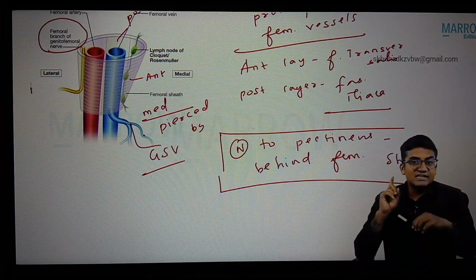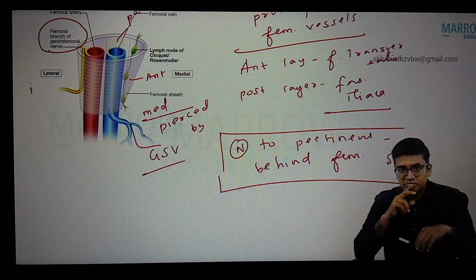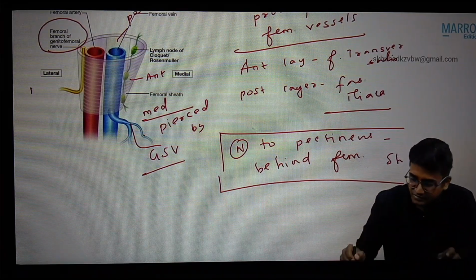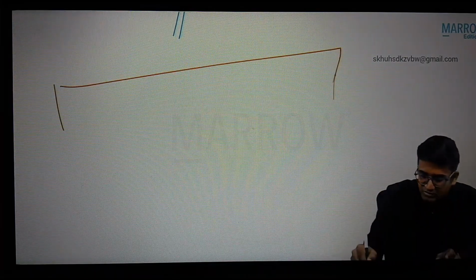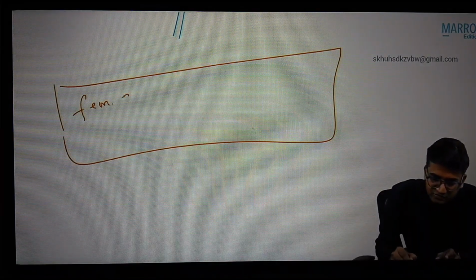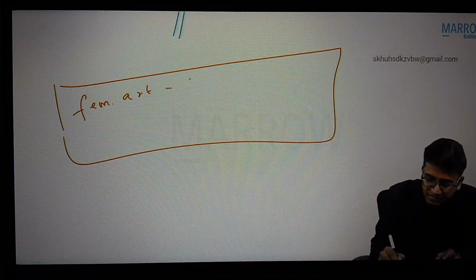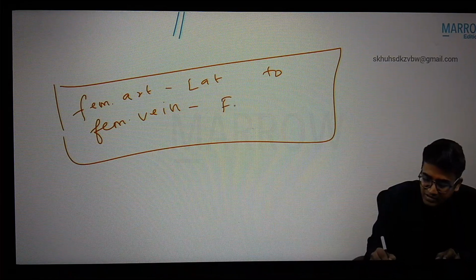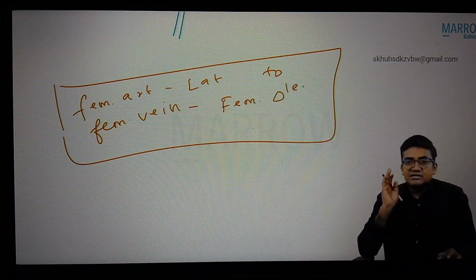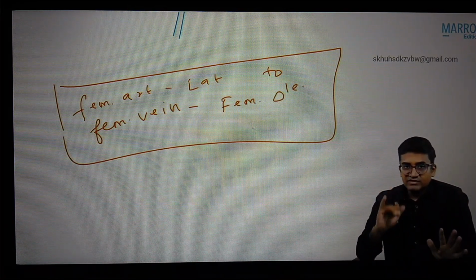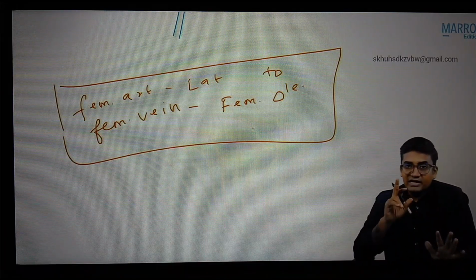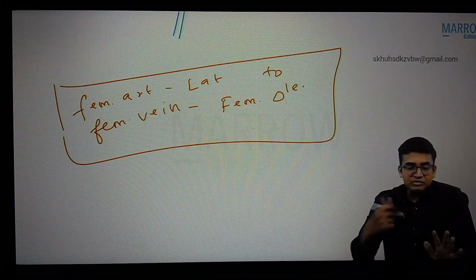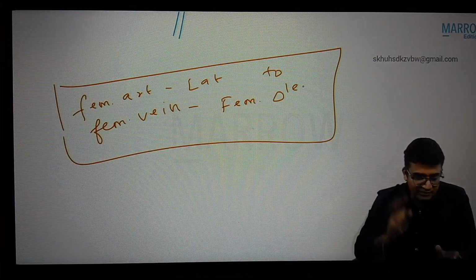Now, the point is, see the relation of the femoral vein and the femoral artery. The femoral artery is lateral to the femoral vein in the femoral triangle. Please remember, put one small box and then write: the femoral artery is lateral to the femoral vein. Where, sir? In the femoral triangle. This relation will change. The femoral artery becomes anterior to the femoral vein in the adductor canal. So in the femoral triangle, the femoral artery is lateral to the femoral vein.